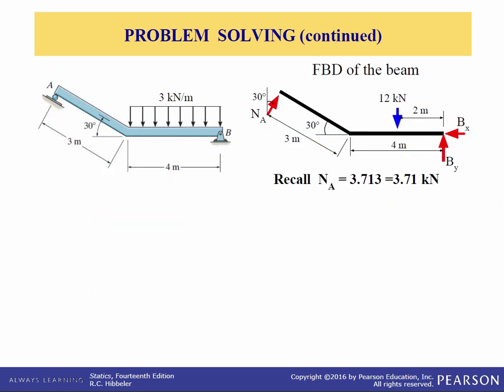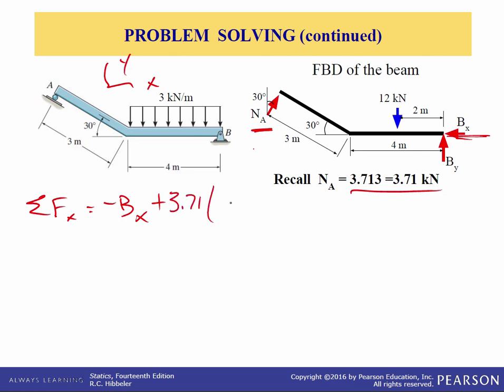Okay, 1 down, 2 to go. So next we'll do the summation of forces in x and y. Again, I didn't put my coordinate system, so I lost points again. Okay, summation of forces in the x is equal to, well, we have B sub x. Now he's got it going in this direction. I typically always put them in the positive direction, but we'll just go along with what he has. So B sub x is in the negative direction, so minus B sub x. And then the component of N sub A in the x direction. We solved for N sub A earlier. So that would be positive. It goes in the positive x direction, 3.71 times sine of 30.